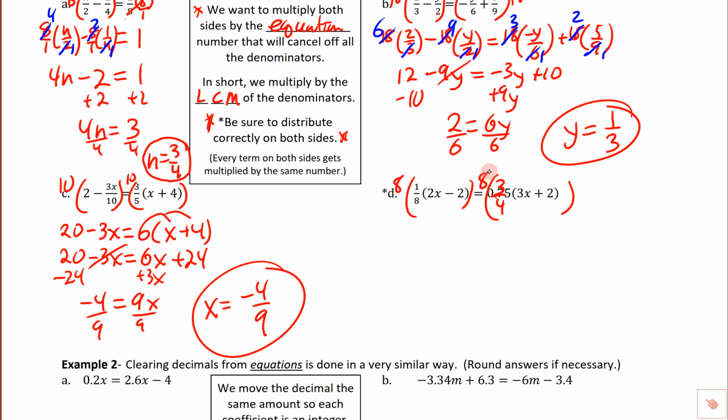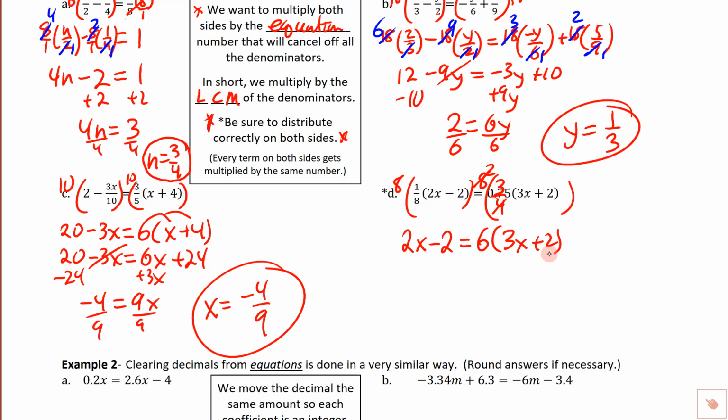So watch what happens when we multiply by 8. Those are going to cancel, so we end up with a 1. So that would just be 1 times this stuff right here. So that's just going to be 2x minus 2. And then again, we get the same type of thing happening here. The 4 cancels with the 8. The 4 is gone. This is now a 2. So we end up with 2 times 3, so that's a 6. And then in parentheses is the 3x plus the 2.